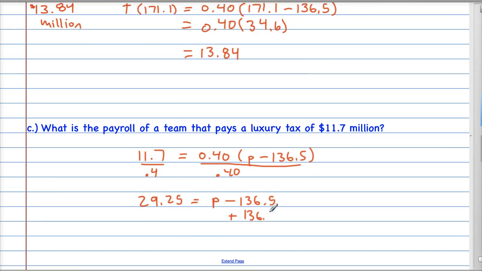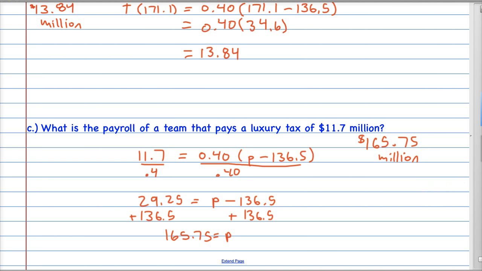And now I'll add the 136.5 to both sides. And so 136.5 plus 29.25 is 165.75 equals P. So remember, what's P representing? The payroll of a team in millions of dollars. So the payroll of a team that pays a luxury tax of 11.7 million is $165.75 million.